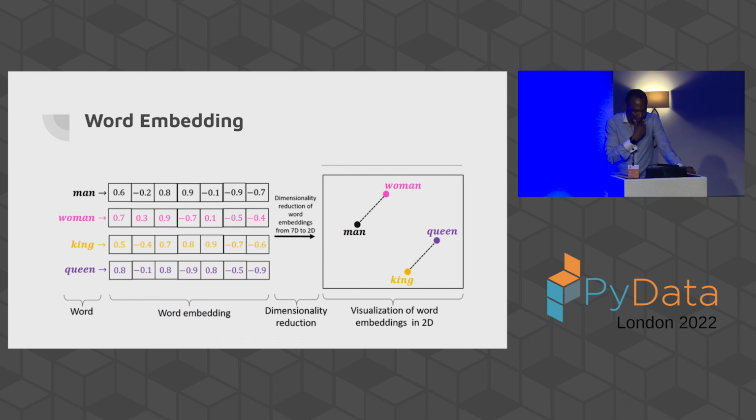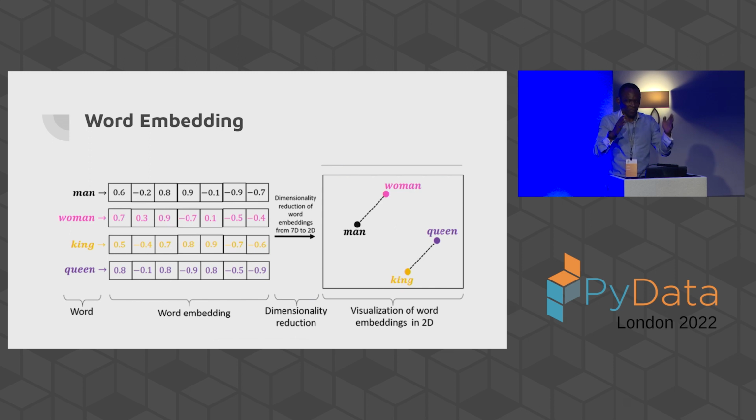So what is a word embedding? Here we can see an example where we've embedded the words man, woman, king, and queen. This comes from a very classic example for word embedding. What we've done is take each word and form a fixed vector for those words.